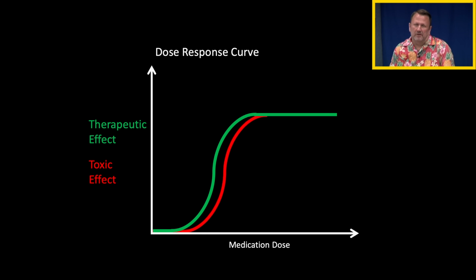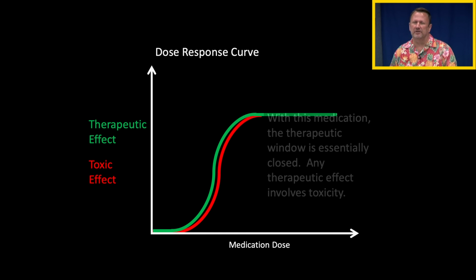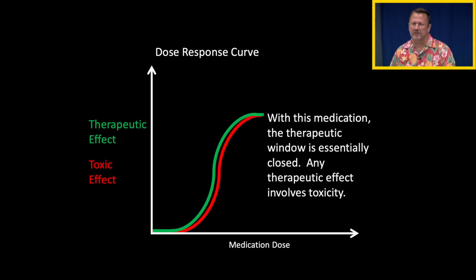Some drugs, the therapeutic window is essentially closed, and those are toxic medications. And we'll talk about alkylating agents, cancer chemotherapeutic agents, and any kind of therapeutic benefit whatsoever involves toxicity. And so the therapeutic window is essentially closed. Any therapeutic effect that we're going to get involves toxicity. And so this is how we define toxic things.